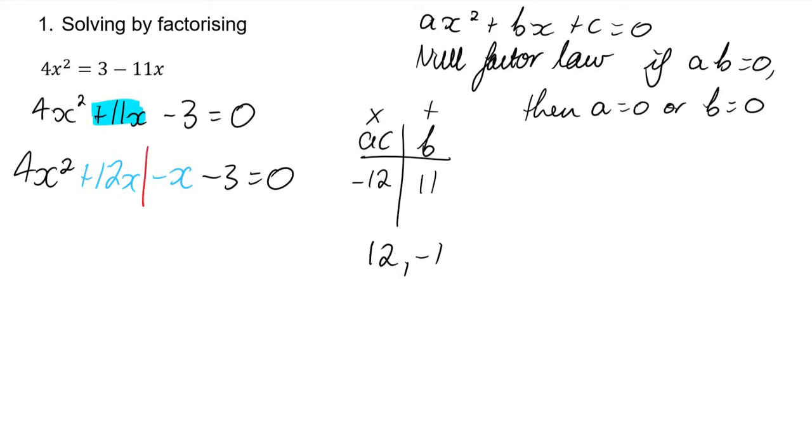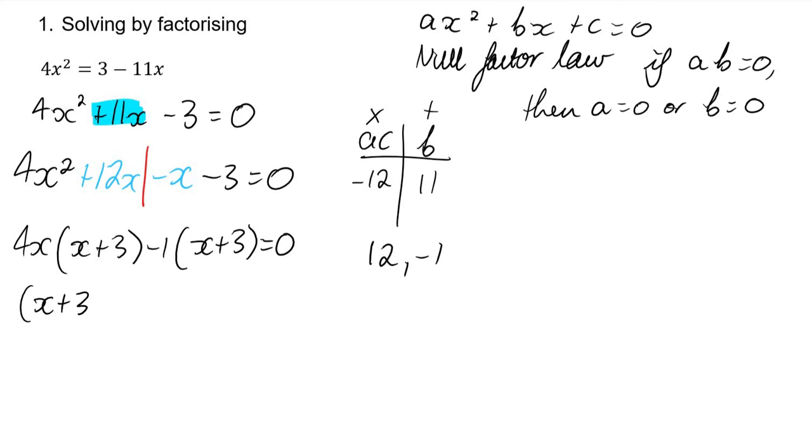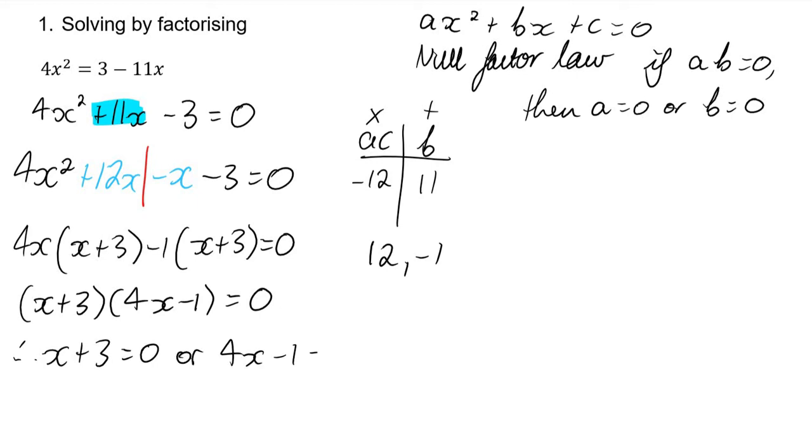Then we're going to factorize by grouping. Group the first two terms together and bring out the common factor of 4x. Group the next two terms together. They're both negative, and so we can bring out a common factor of negative 1. Bring out the common factor of x plus 3, and then apply the null factor law. So x plus 3 is 0, or 4x minus 1 is 0. So solving those two linear factors gives us x equals negative 3, or x equals a quarter.